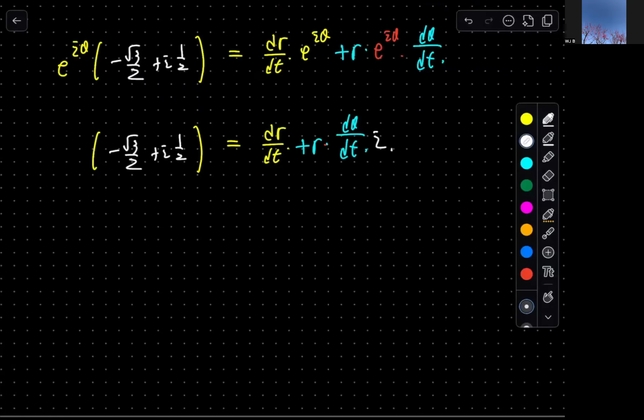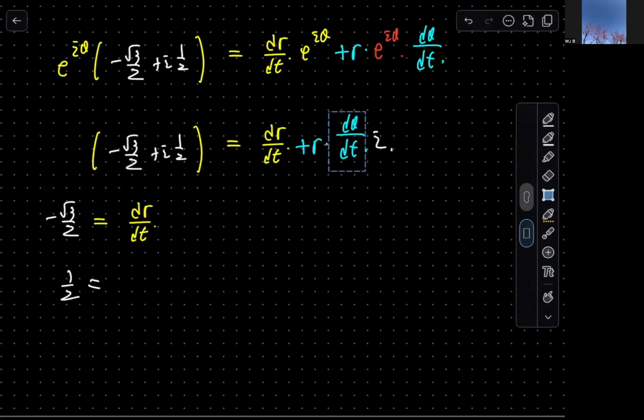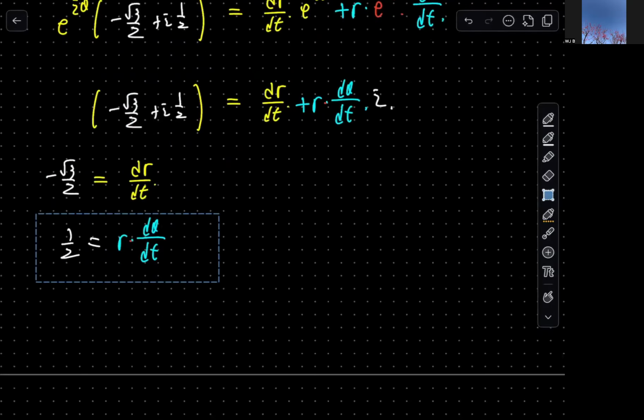If I try with the real part here, I have dr over dt is, what is it? Negative root 3 over 2. And then the imaginary part will be 1 over 2, equal to r times d theta over dt. And that is great. So now you can solve this differential equation. The first one is quite trivial, right?